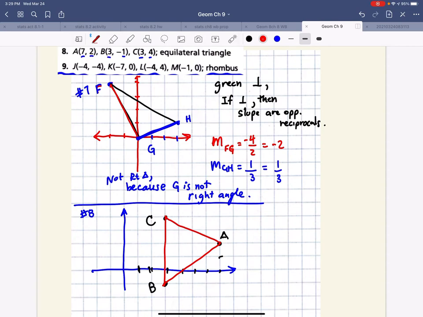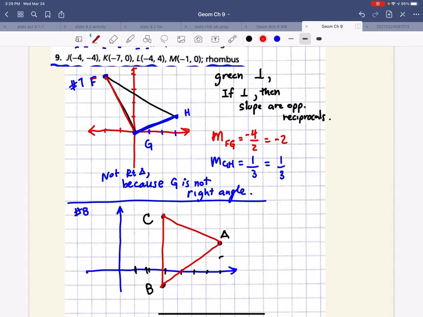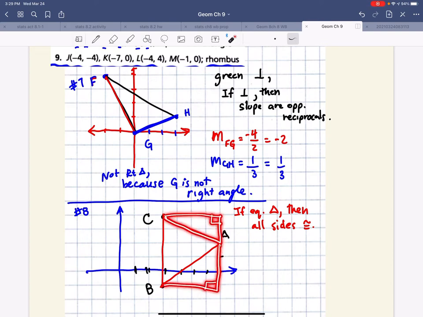So is this an equilateral triangle? Well, an equilateral triangle would have all equal sides. So if it is an equilateral triangle, then all sides are going to be congruent. So I'm going to have to use my invisible right triangle, right? Here's a right triangle. Here's a right triangle. And this one I won't need to. I can just, I call that bunny hopping.